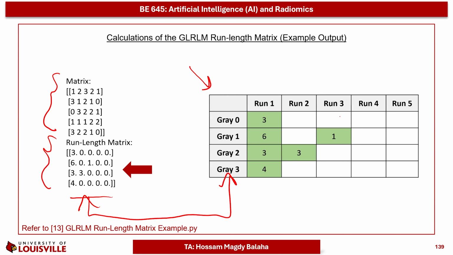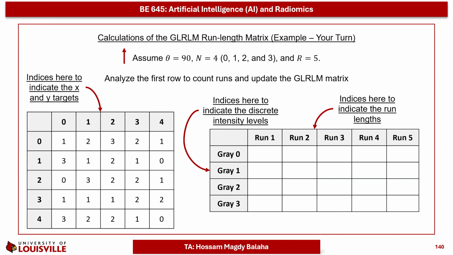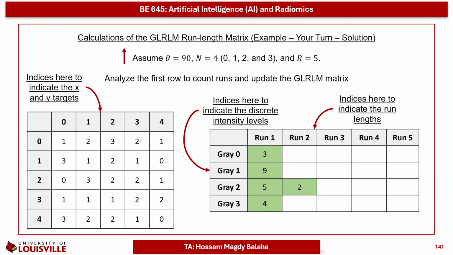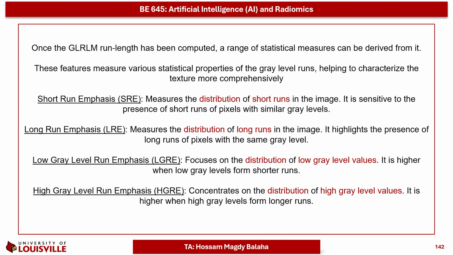And the empty cells here, as we mentioned, are zeros, as you notice here. Now, it's your turn. You can pause the video and fill the run length matrix, but instead of angle 0, you have angle 90. And this is the final output. You can compare your run length matrix with this matrix, and then validate that using the code. Now we completed step 1.